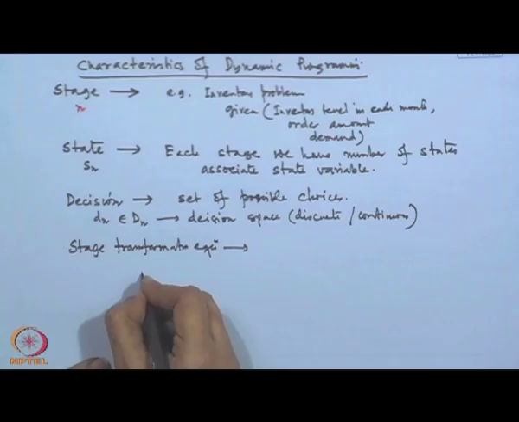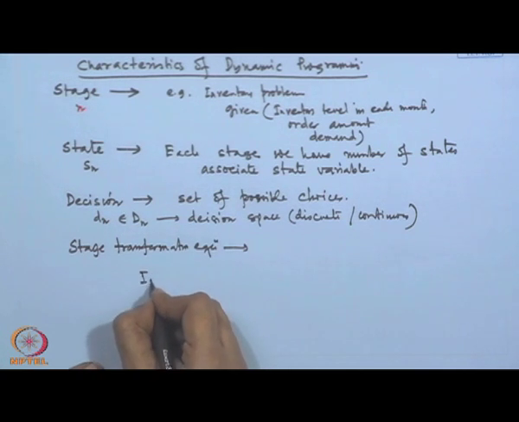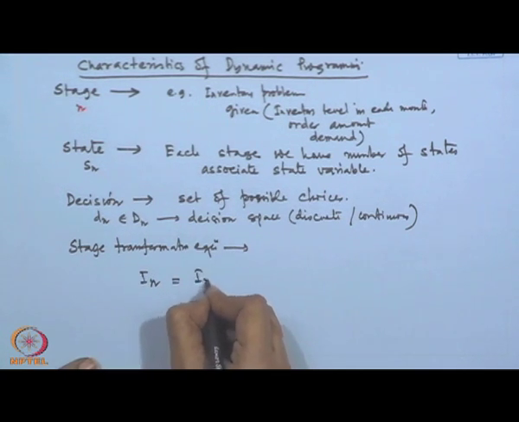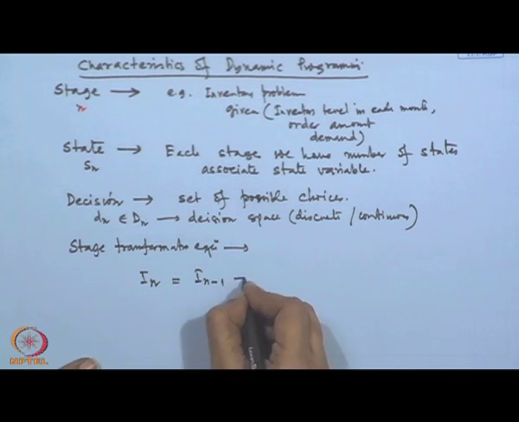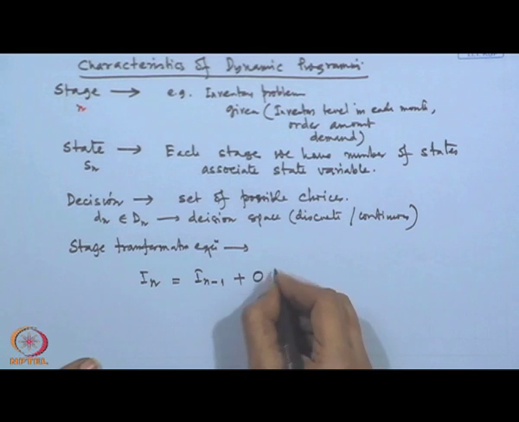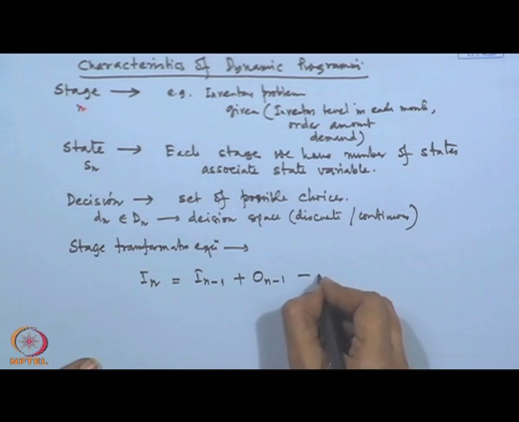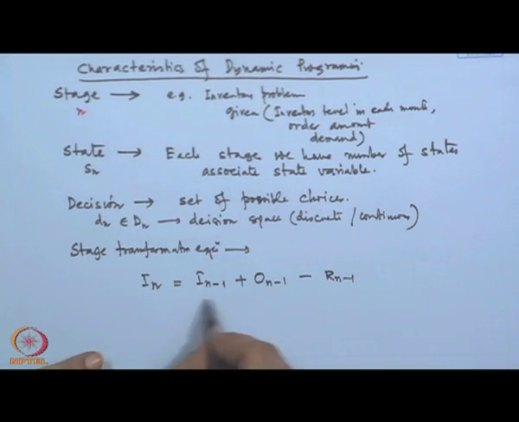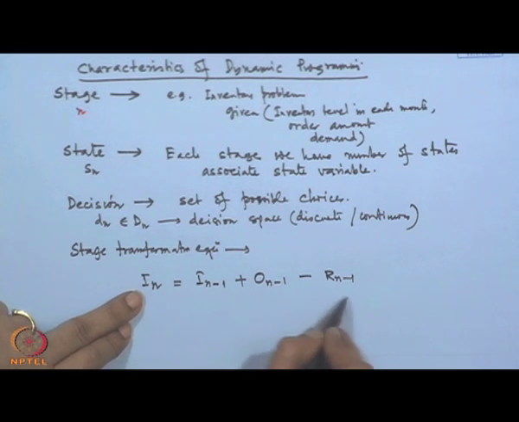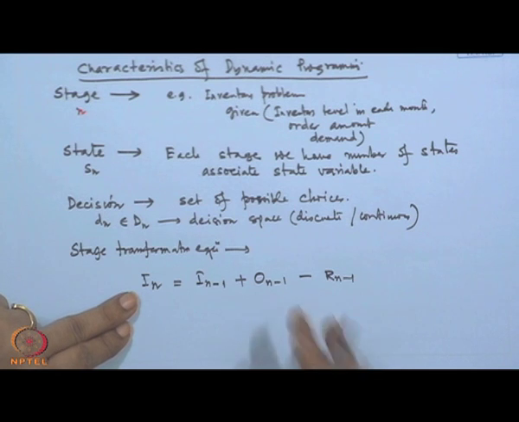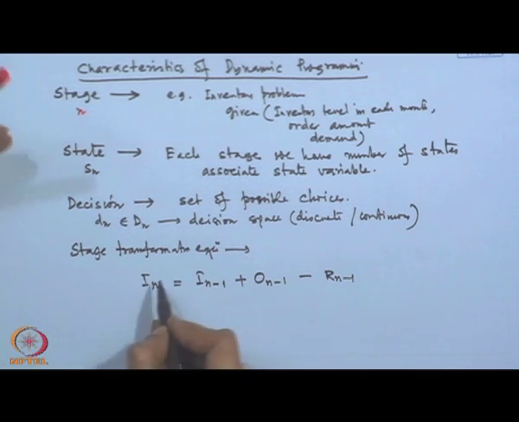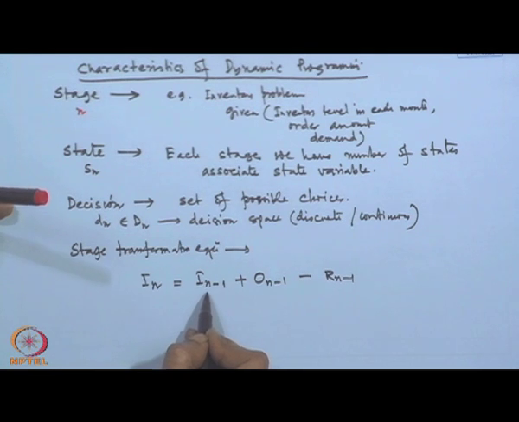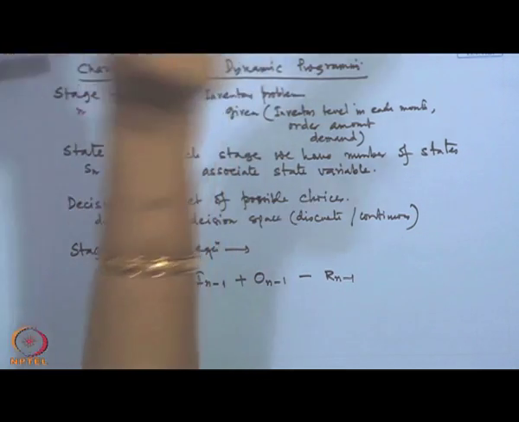For example, in the inventory problem, if I consider the inventory level at the nth stage, it depends on the inventory level of the previous stage plus the quantity ordered in the previous month minus the demand, that is the consumption in the previous month, which I consider as R. This is the state transformation equation for the inventory problem, because as you can see, In is a function of In minus 1. That is the beauty of it.